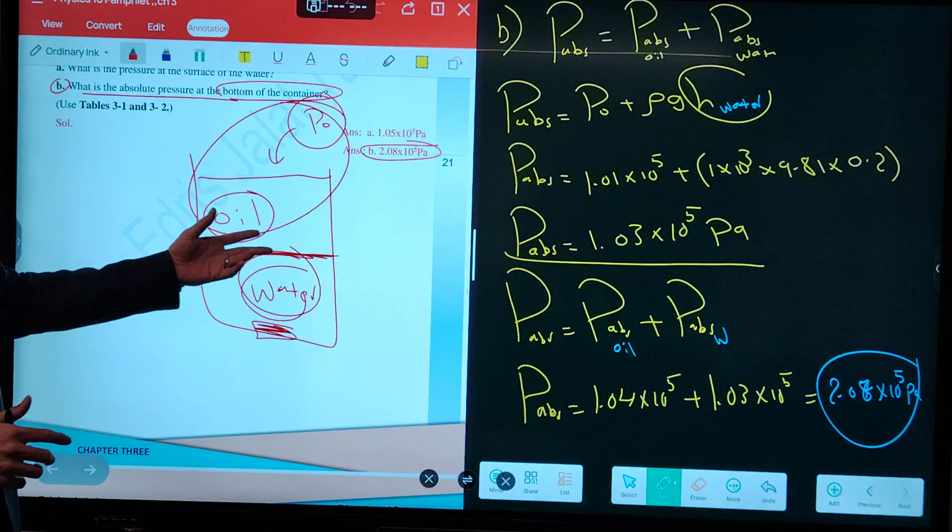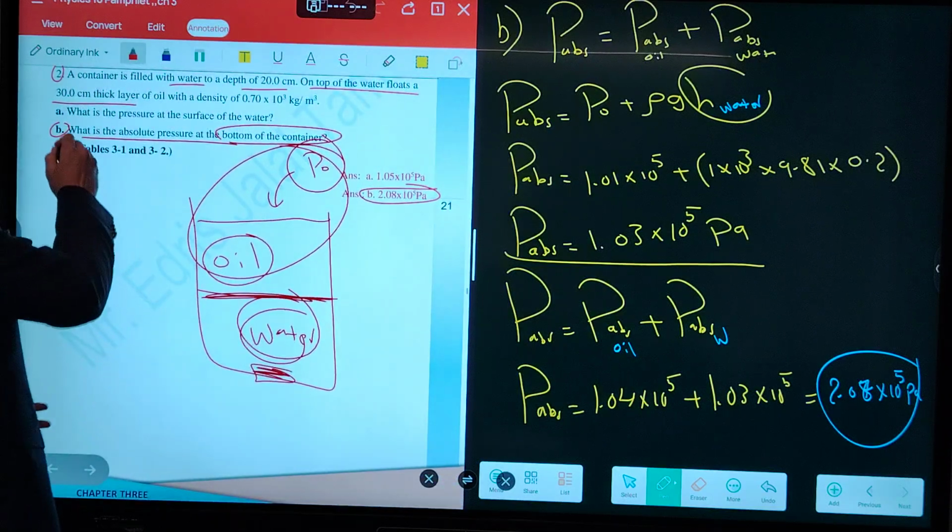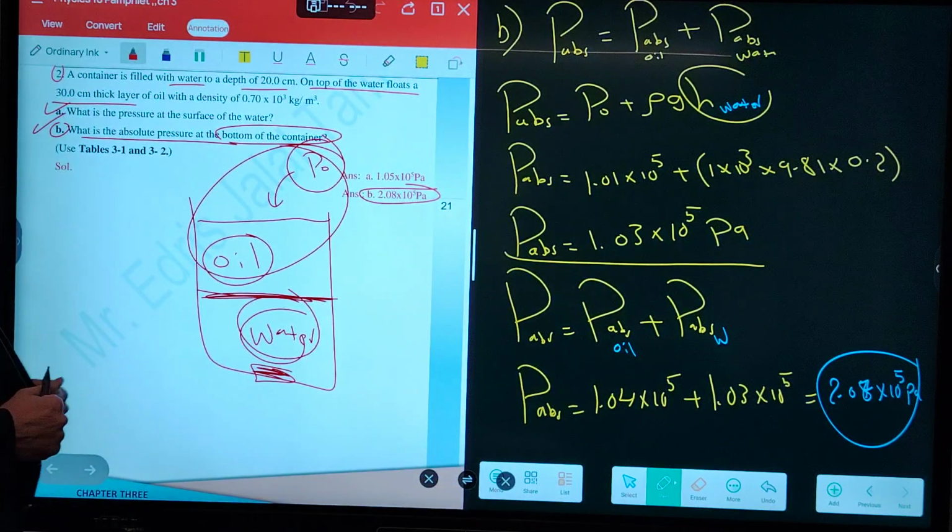Okay, so in this way you can solve this question, both branches, branch A and branch B.